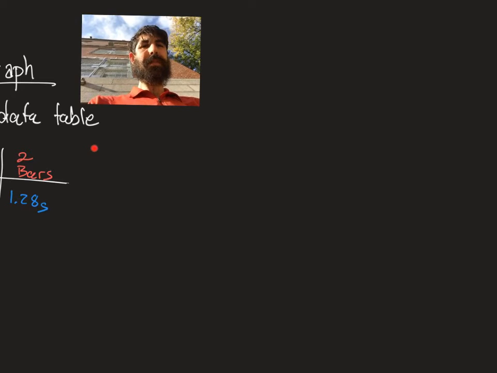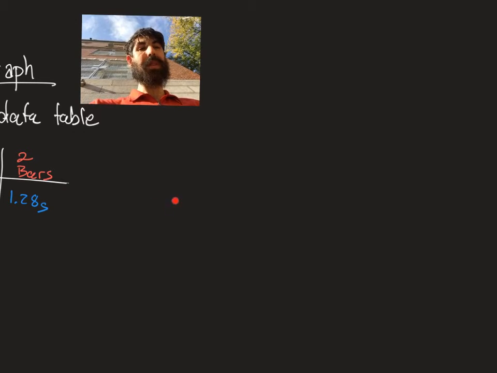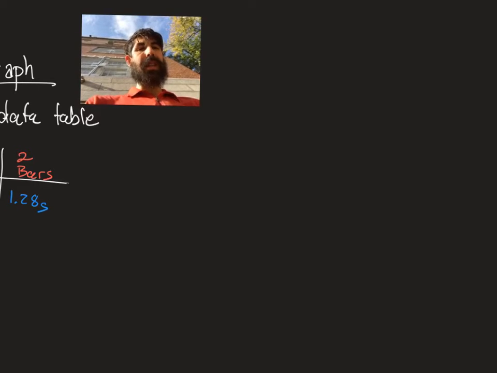Step 1, start with a data table. I collected data about how much time it took for a cart to travel to the end of a table. I changed how much mass was on the cart. The first level of my experiment was 0 bars, 1 bar, and 2 bars. 0 bars took 0.92 seconds, 1 bar took 1.12 seconds, and 2 bars took 1.28 seconds.